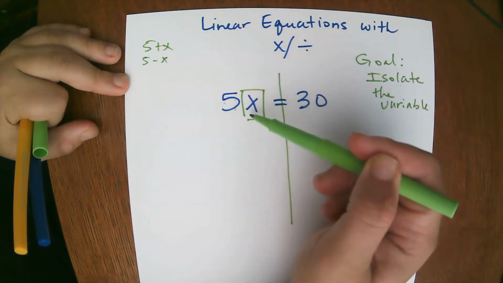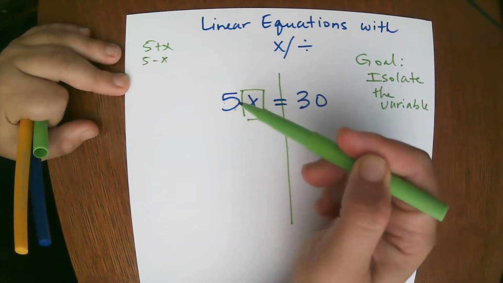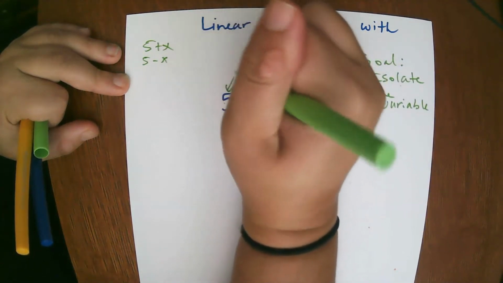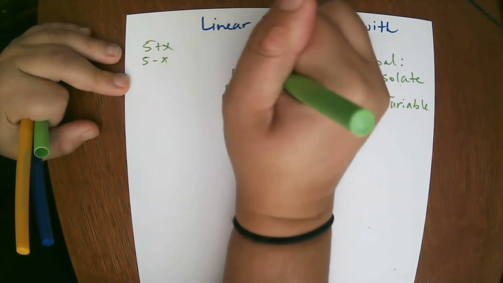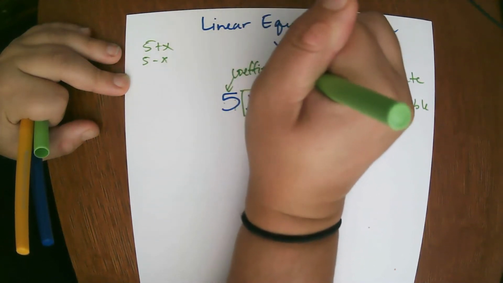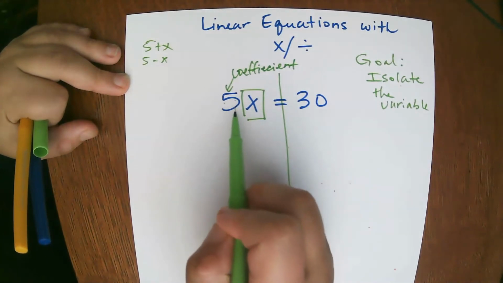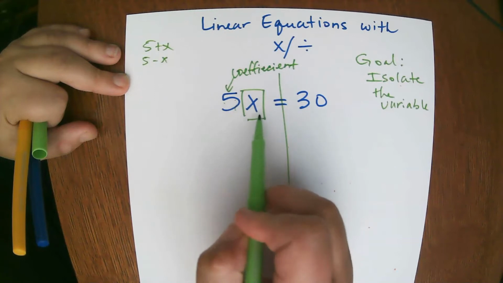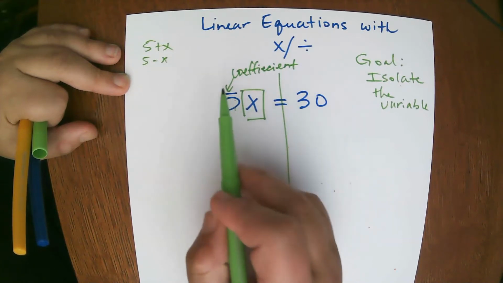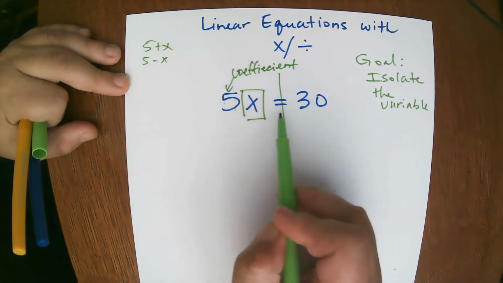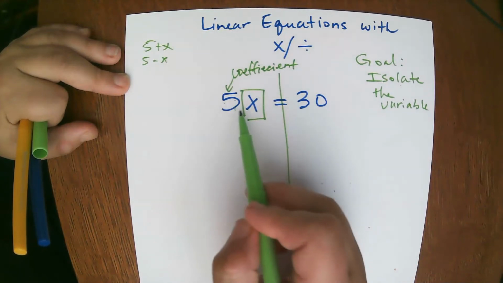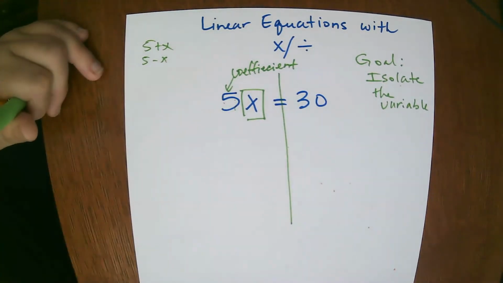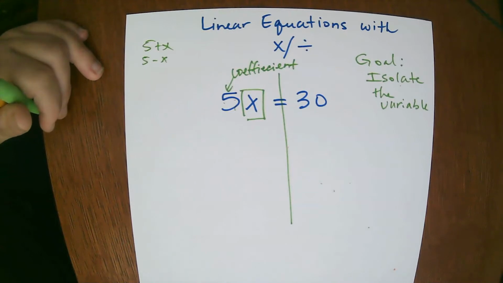Anytime you have a number stuck to a variable, this number is called the coefficient. You might have heard that before. So if you have a number stuck to a variable, that means they're being multiplied. So 5 times x equals 30.